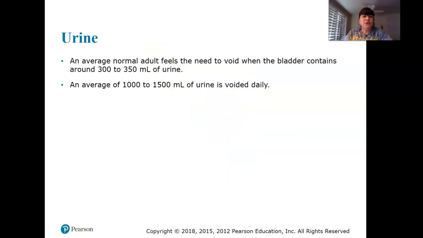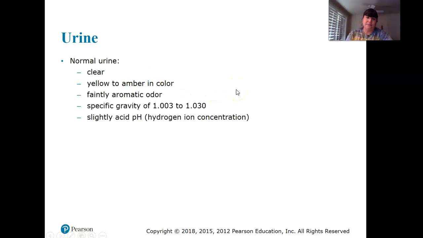How much does a person urinate? Average about 300, 350 milliliters of urine at a time. An average of 1,000 to 1,500 is voided daily. Urine has different colors, different pH, different specific gravity. We can analyze urine to see what's going on in the body.